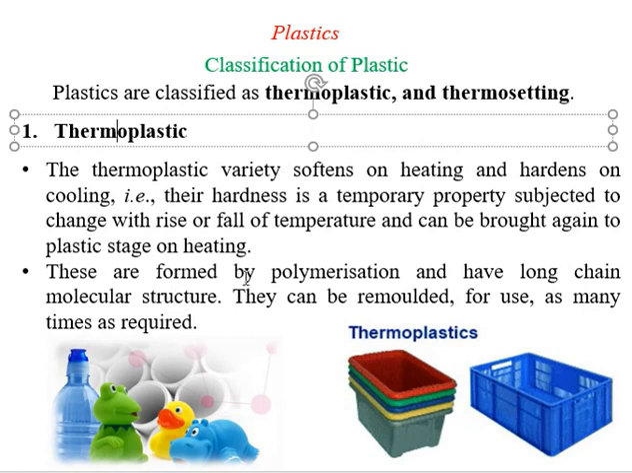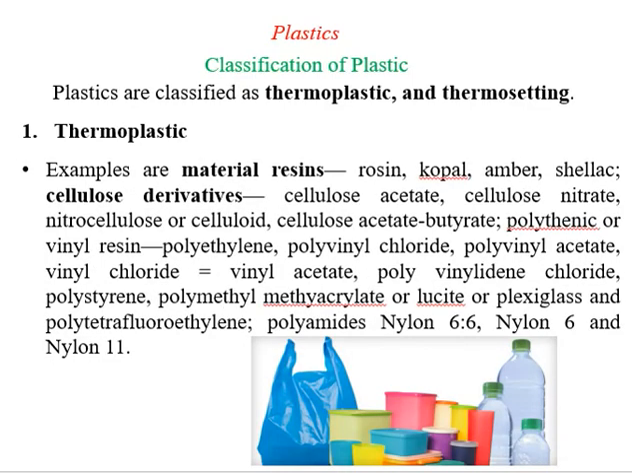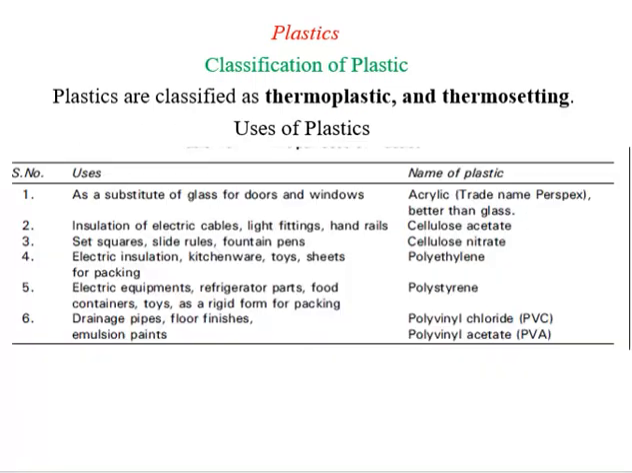So these are actually formed by polymerization and they have a long chain molecular structure. Some of the examples of thermoplastic include the resins and cellulose derivatives like cellulose acetate, nylon 6, nylon 6,6, nylon 11. Next, there are various uses of the plastics, as it could be used for glass for doors and windows, for electrical equipment, refrigerator parts, various drainage pipes, floor finishes and emulsion paints. There are various types of uses and these are the names of certain plastics which could be used.